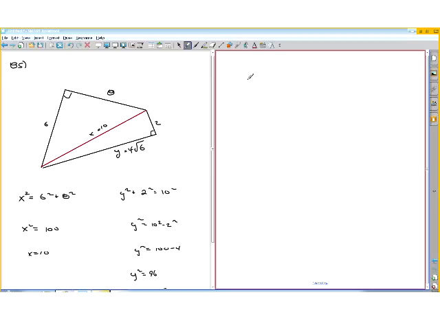So now we have two triangles. Triangle 1 is 1/2 the base, which is 8.